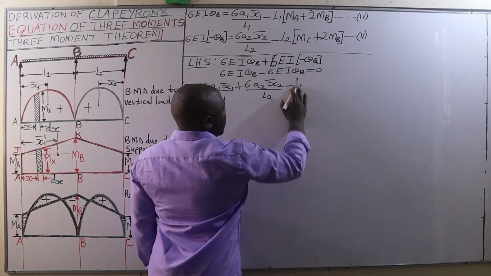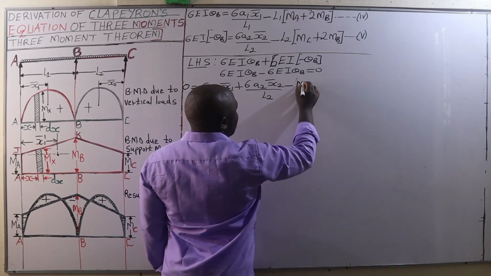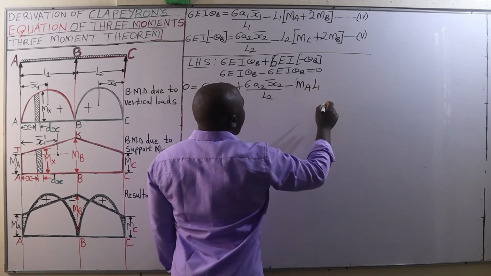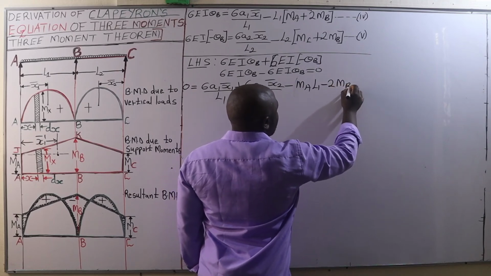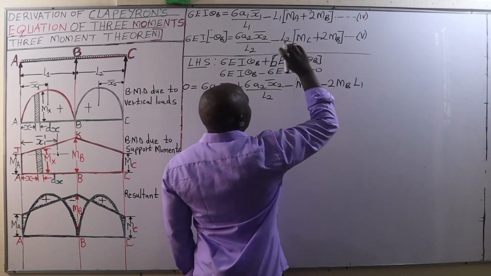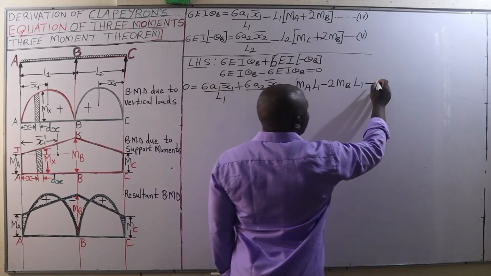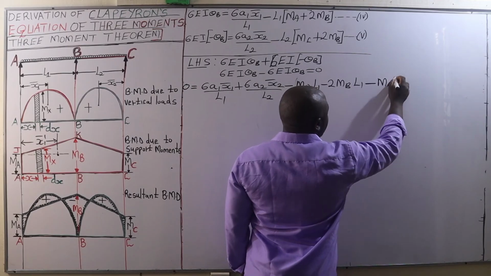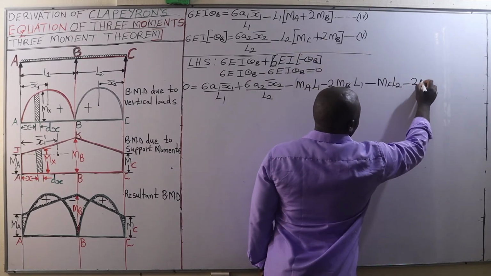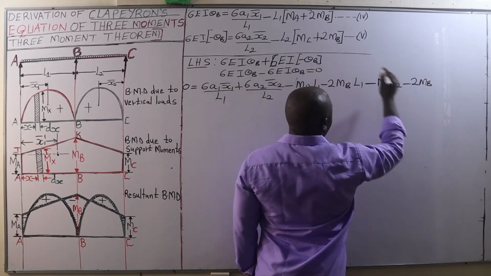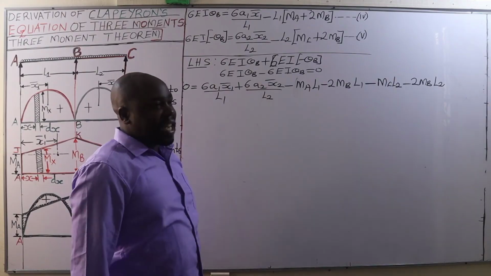Adding the values of the right hand side, we are going to have 0 on the left hand side being equal to 6A1 x1 over L1, let's collect the right terms, plus this one, 6A2 x2 all over L2 minus this one here, L1. Let's open the brackets. So when we open the brackets here, we are going to have the minus MA L1 minus 2MB L1. We come back here, this is going to be minus MCL2 minus 2MBL2. So that's what we are going to have on the right hand side.